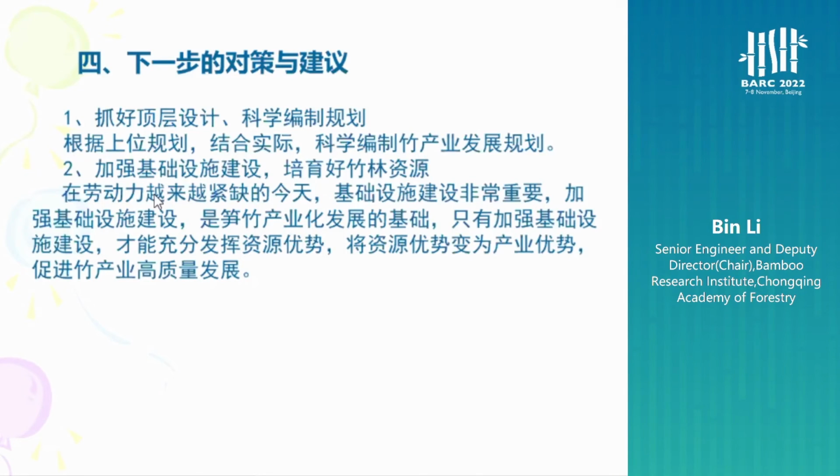And second, we should give priority to infrastructure construction to cultivate good bamboo forest resources. Nowadays we are quite tight on labor supply, so infrastructure construction is really necessary. And we can convert this into an industry advantage to promote high-quality development of the bamboo industry.